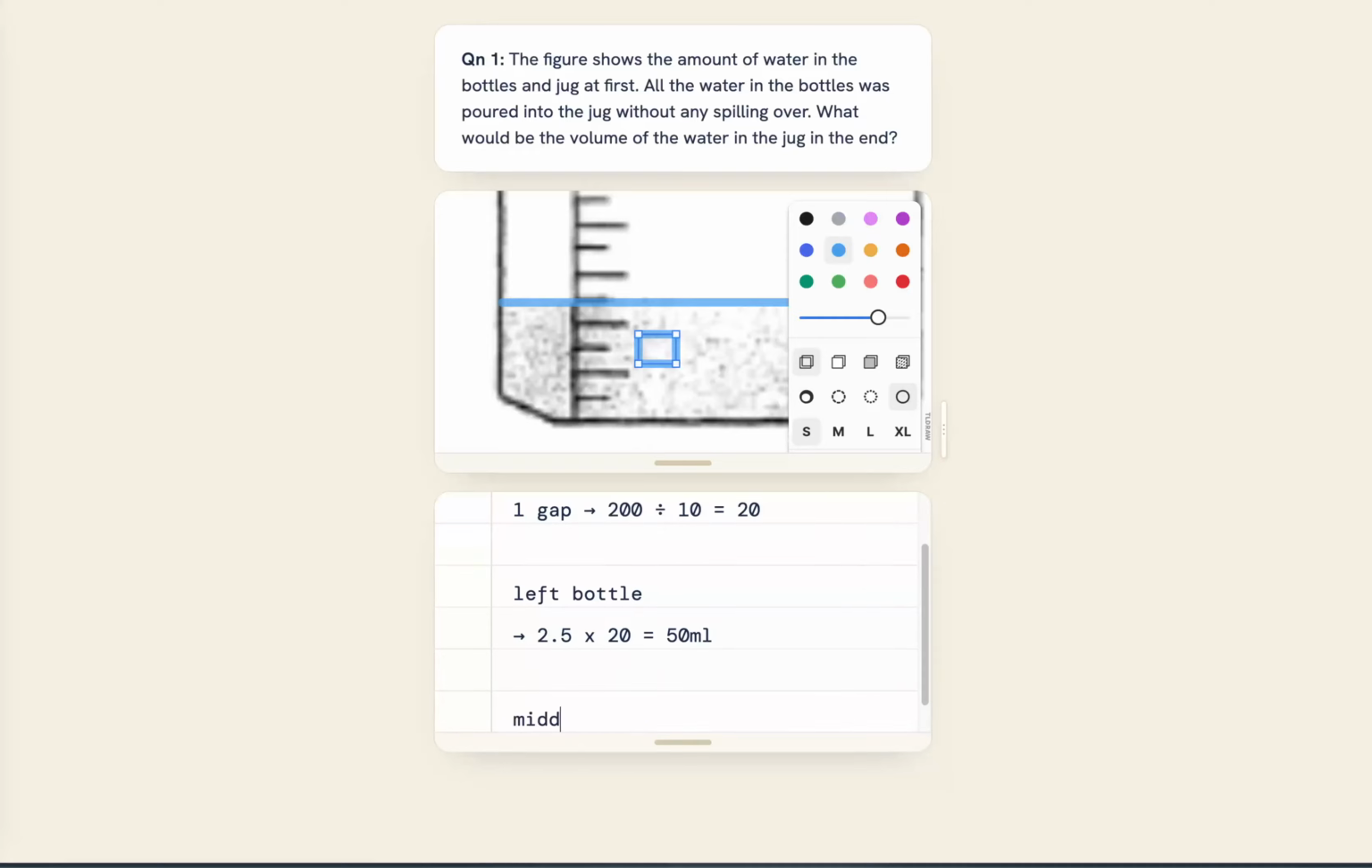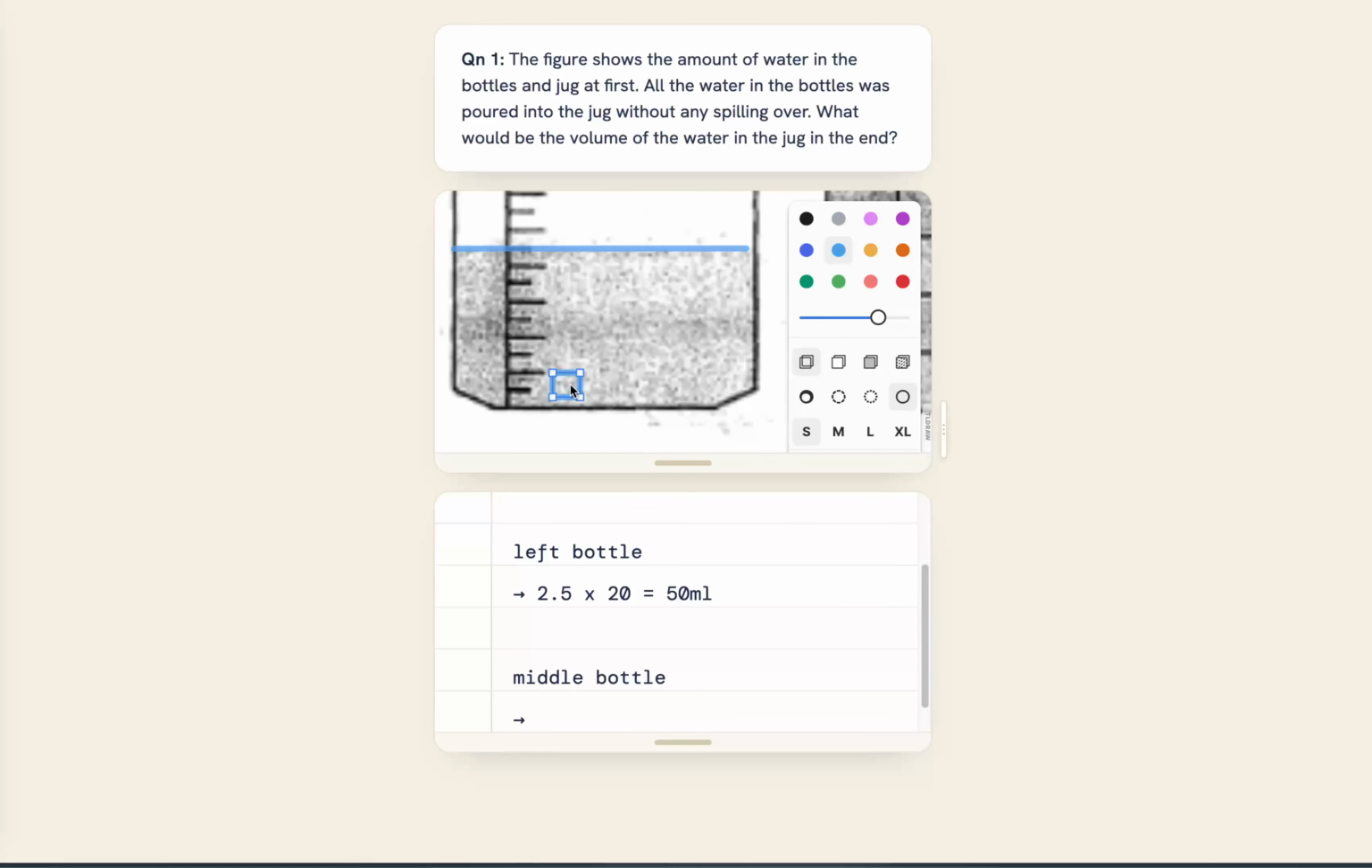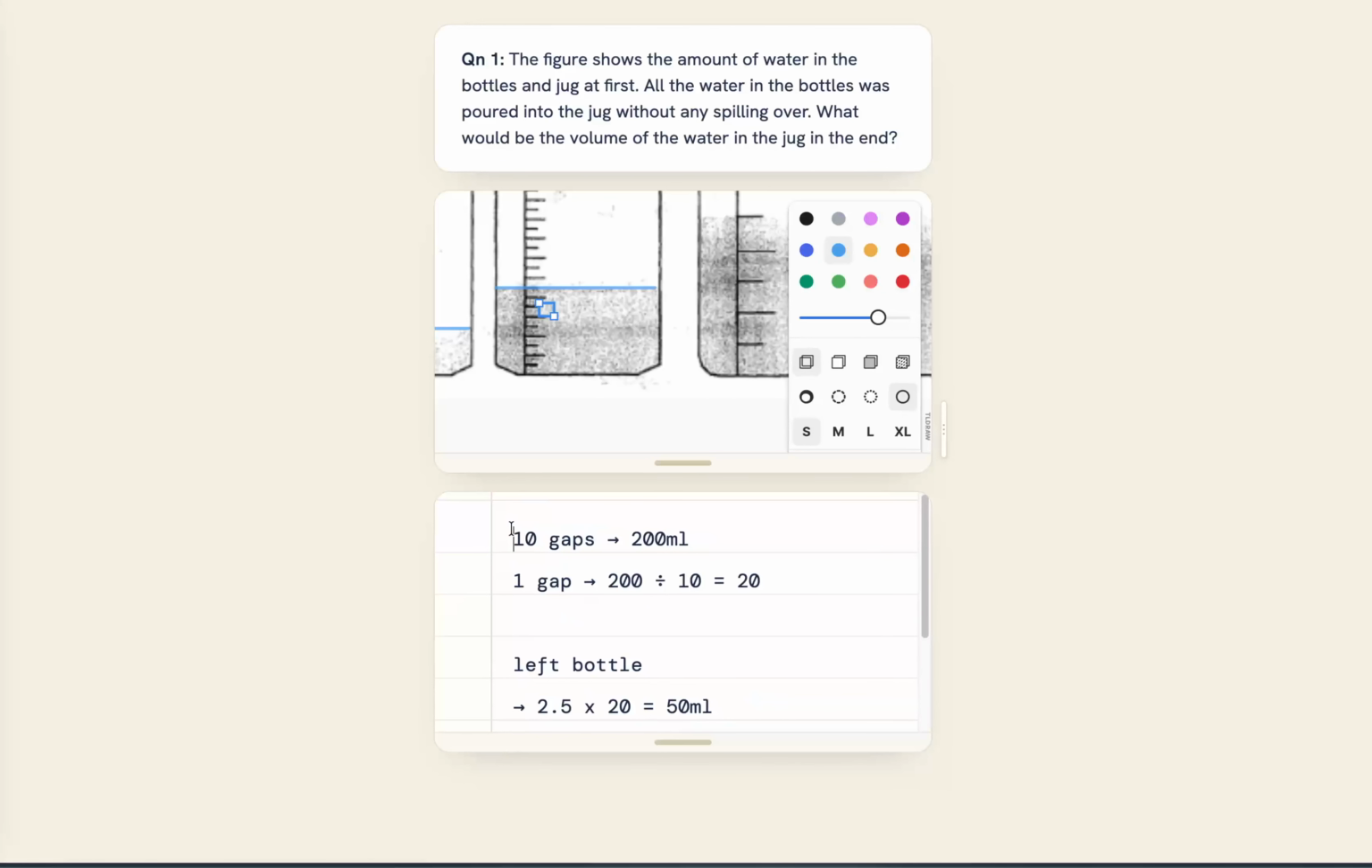Then the middle bottle, we'll do the same as well. Over here, find the number of gaps. We have 1 gap, 2 gap, 3 gap, 4 gap, 4.5. So 4.5 times 20, this will be 90 milliliters. And over here, so these are the bottles.